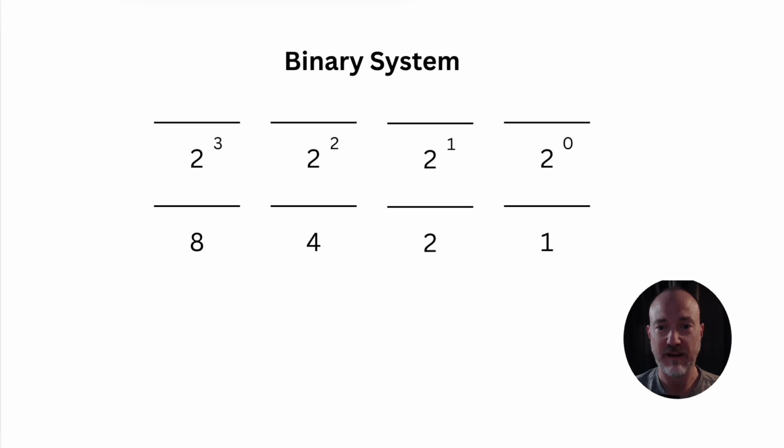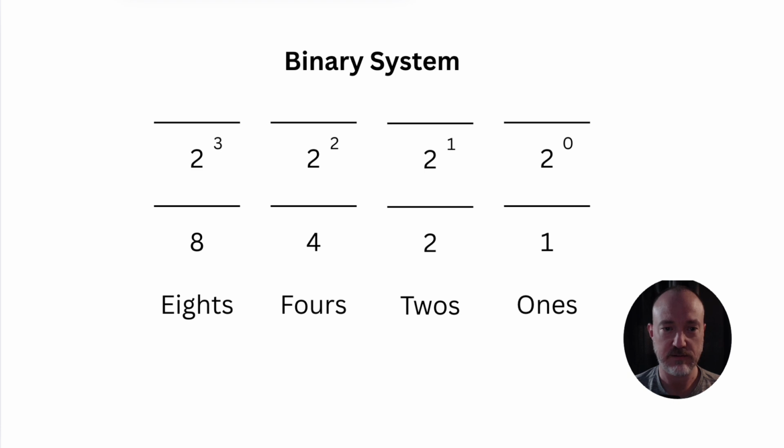Then we have 2 to the power of 2. That's 4, so we have a 4 in the third position. And then 2 to the power of 3 is going to be 8. It's like saying 2 times 2 times 2. So these are our new place values. We have a 1s, a 2s, a 4s, and an 8s.